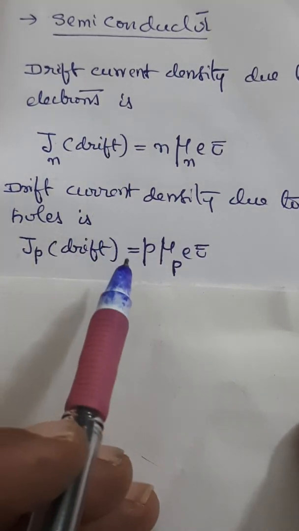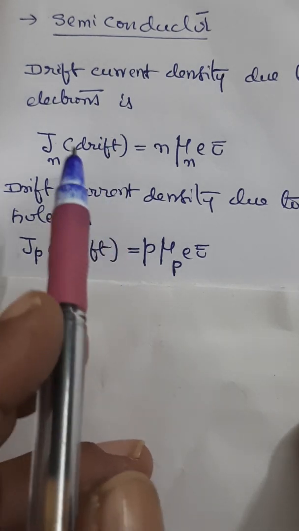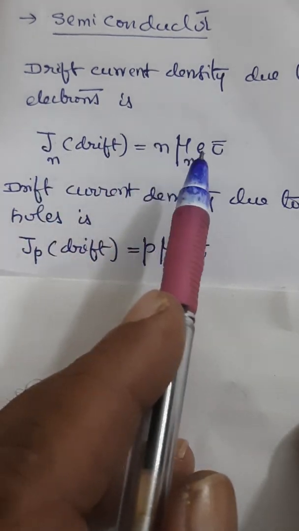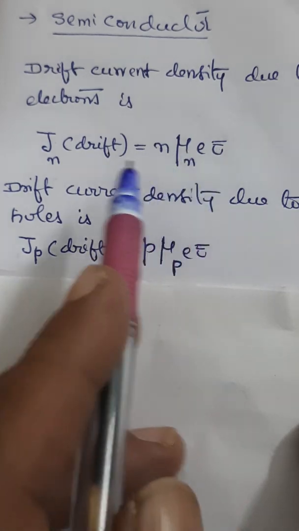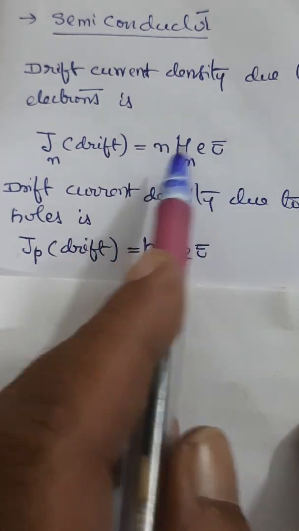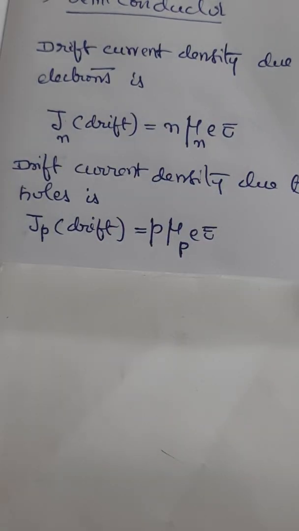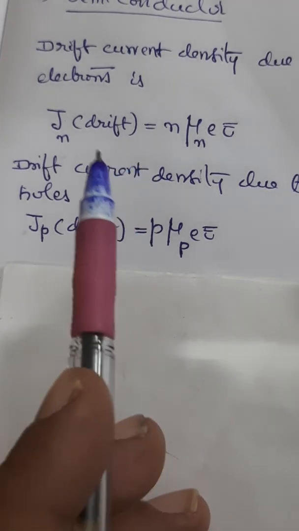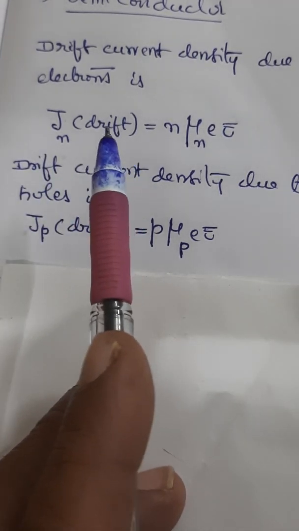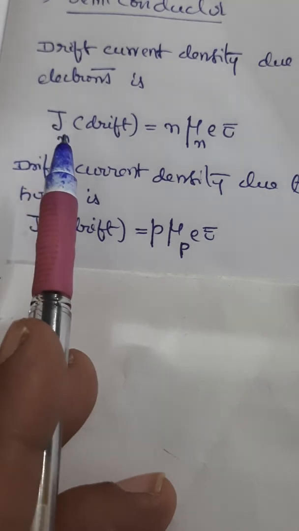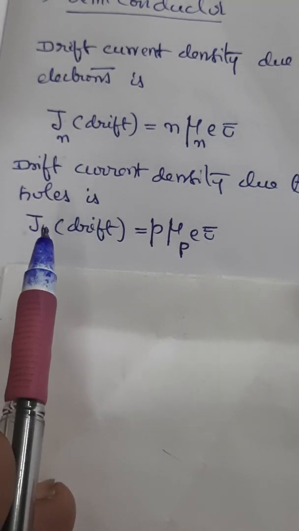This is the current density value. How did we get it? Current density is sigma E, this is sigma and E. Sigma E is J only. So you have two current densities under drift: drift current density due to electrons, and drift current density due to holes.